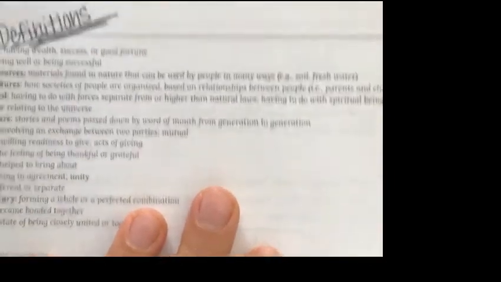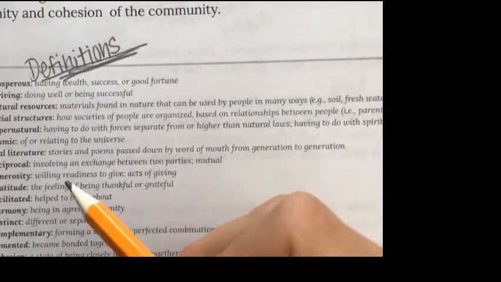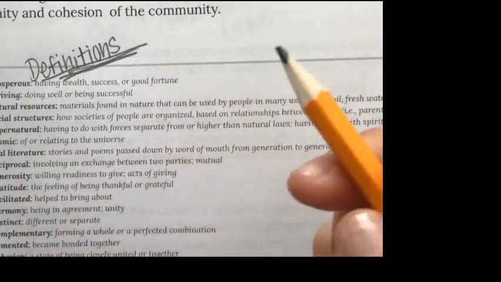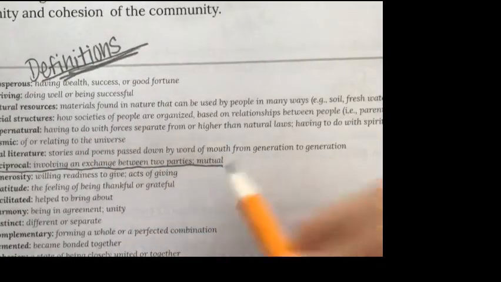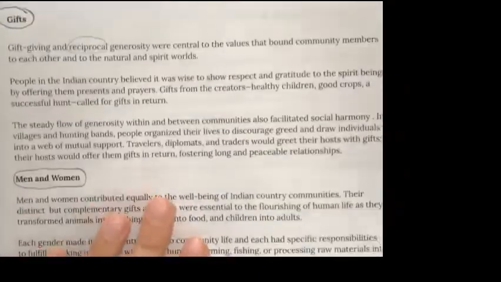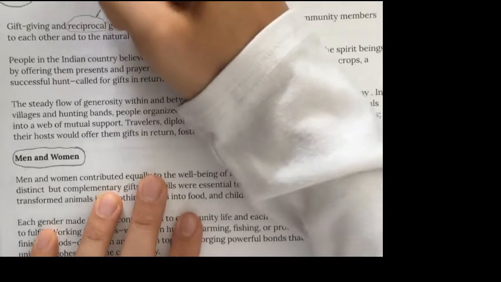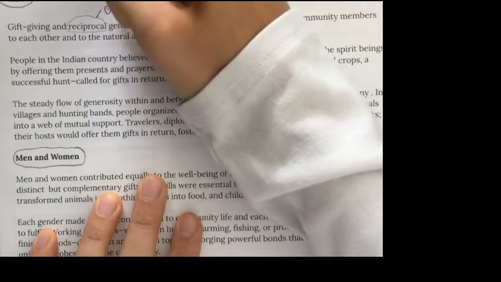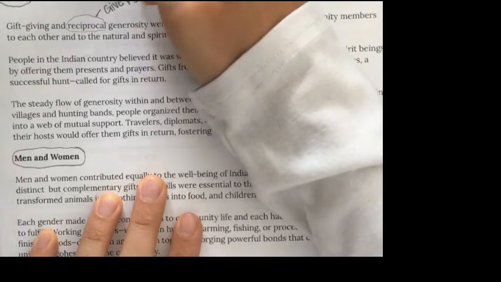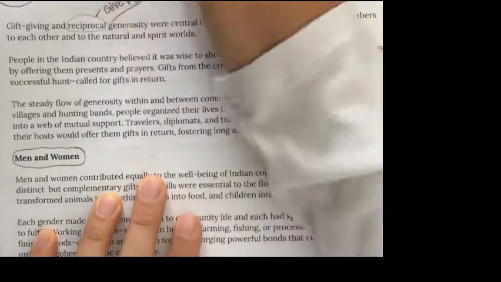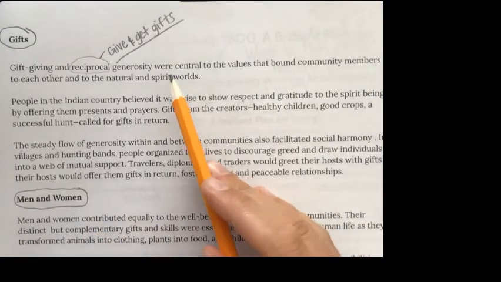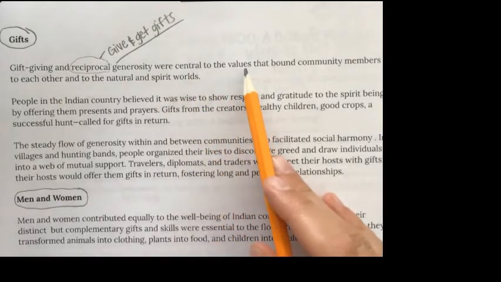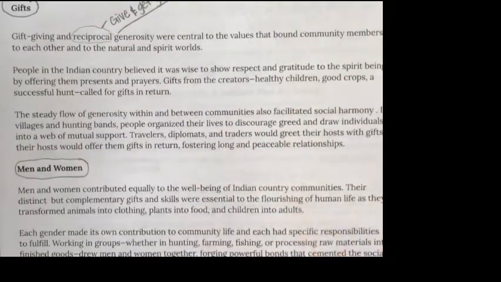And if we look, reciprocal, I see it right here, means involving an exchange between two parties. So with gift giving, right, then that means that not only would they give gifts, they would also receive. So they give and they get gifts. That's nice. I think that sounds like a brilliant plan for living. So they had these really, really important values to them, and one was giving and getting gifts.